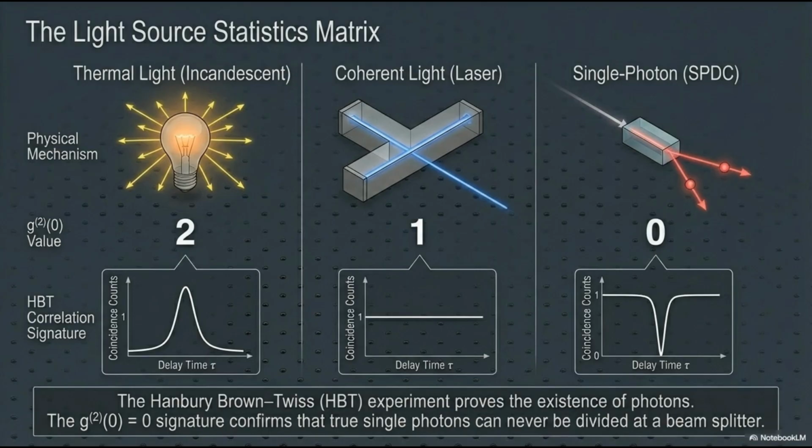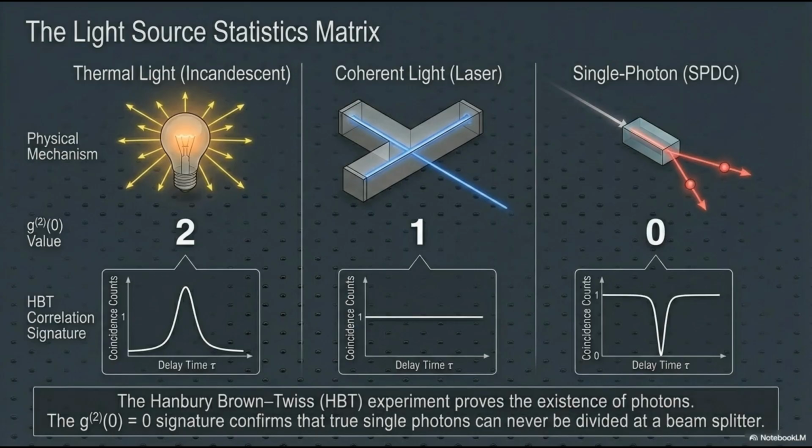Coherent light from a laser has g²(0) equal to exactly 1, indicating Poissonian photon statistics. Photons arrive completely randomly with no temporal correlation, which is the defining characteristic of a coherent state. Single photon light, generated via spontaneous parametric downconversion, has g²(0) equal to 0, meaning the probability of 2 photons arriving simultaneously at the detector is identically 0. This is called photon antibunching and is a purely quantum phenomenon that is impossible in classical wave optics.